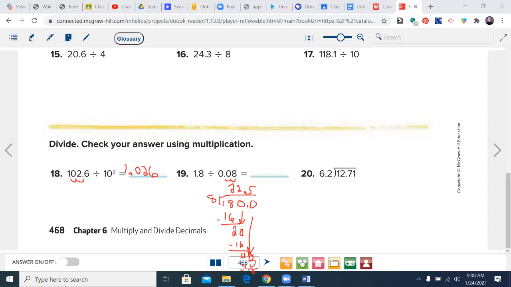All right, why don't you go ahead and do number 20, and that's 12.71 divided by 6.2. Remember that you want your decimal point here and what you need to do. So go ahead and pause the video and we'll see how you did when you come back.